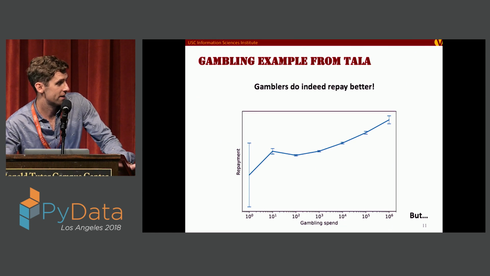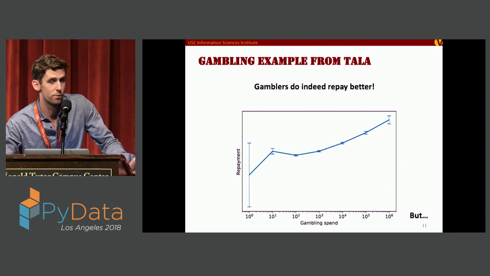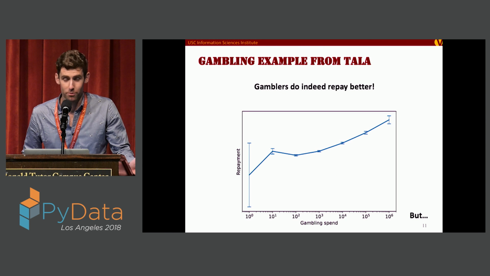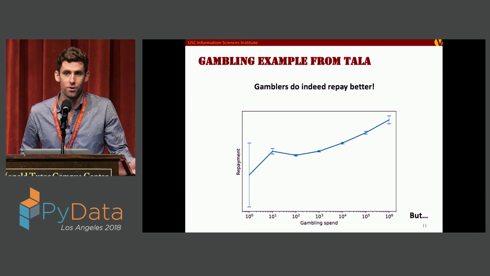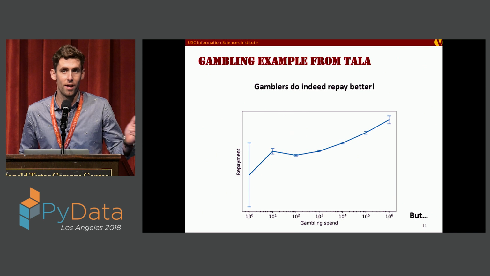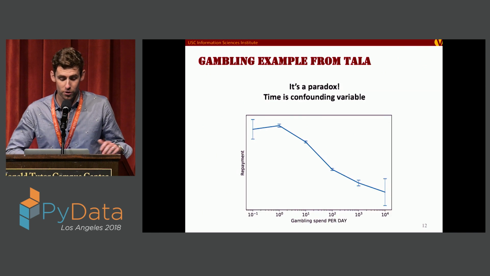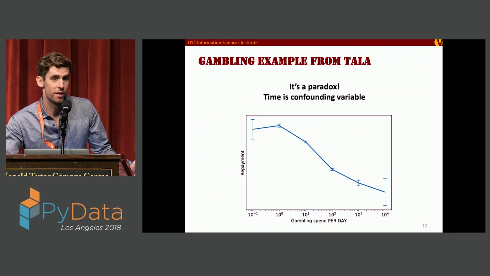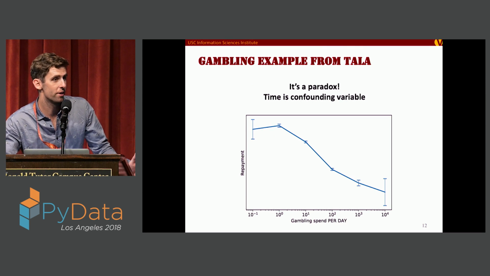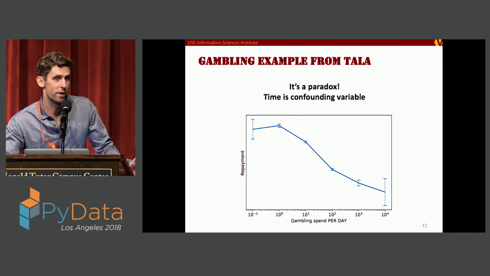So on the x-axis here, we have the gambling spend, and on the y-axis, we have repayment rates. People who gamble more repay our loans at a higher rate. But there's a confounding factor here, which is time. Generally, people with older devices or who have more data, or data going back further, have higher repayment rates. And the more data they have, the more information we have on gambling habits. So when we look at gambling spend per day, the trend reverses. People who gamble more per day have lower repayment rates. So that's another occurrence of Simpson's paradox within our data.